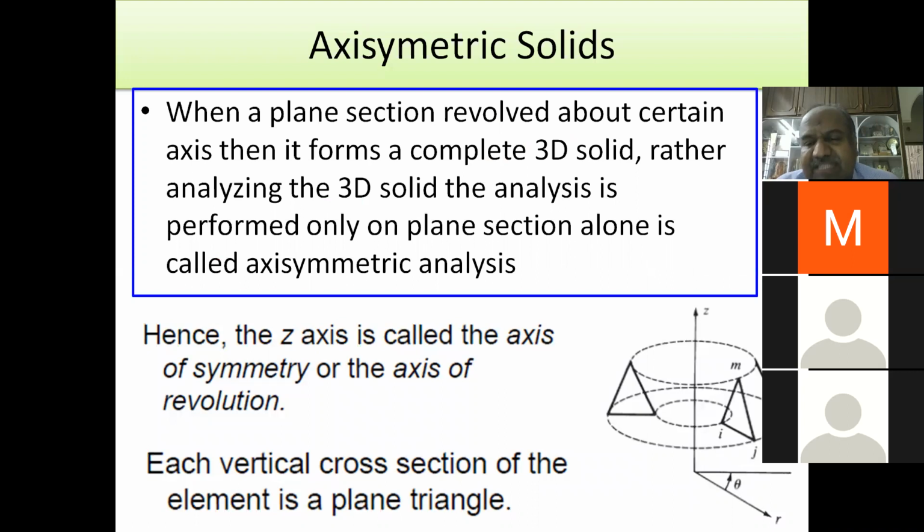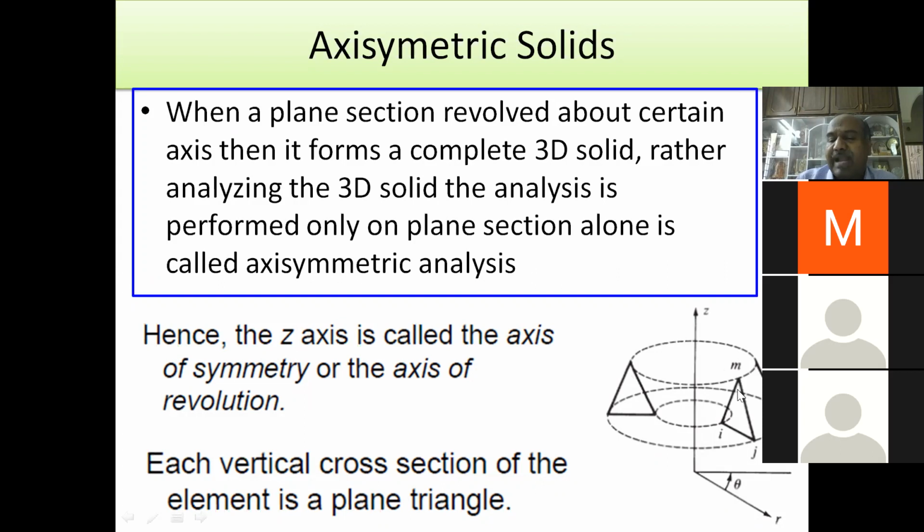What is an axisymmetric solid? When a plane section revolves about a certain axis, it forms a complete 3D solid. Rather than analyzing the 3D solid, the analysis is performed only on the plane section. So that is called axisymmetric member, axisymmetric loading, axisymmetric geometry. Whatever analysis you perform, you can call it axisymmetric analysis. You could see here a ring type structure. You can have varying diameter, also tapered, you can have different kinds of shapes.